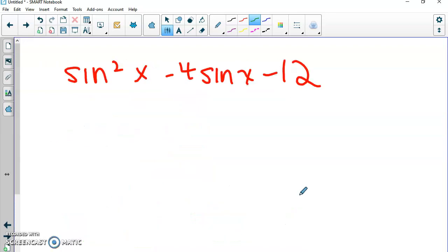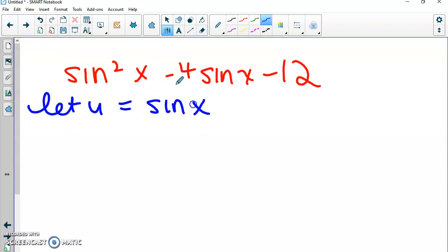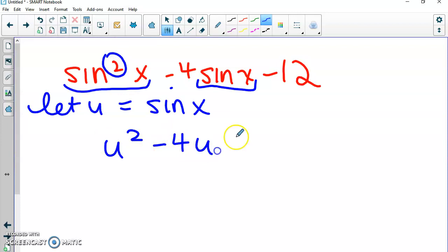All right, let's look at this one. This is sine squared x minus 4 sine x minus 12. Look and see what is being repeated. So I see a bunch of sine x. I'm not going to let u equal sine squared. I'm going to let u equal just sine x. So let u equal sine x. Now, wherever I see sine x, I'm going to plug in u. But I got to remember the squared. So I have u squared minus 4u minus 12.